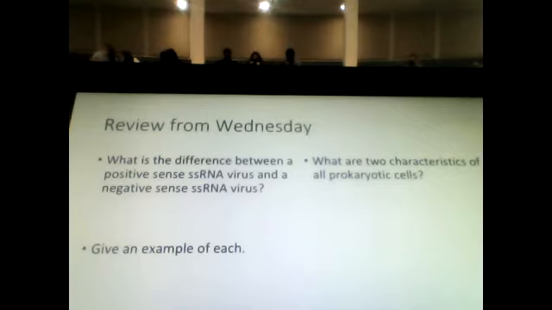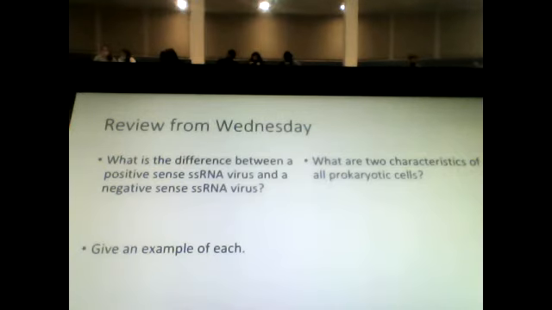How about a negative sense? What has to be done? So it brings its own enzymes to make a complementary mRNA. So it can't be directly translated, it has to make its own complementary mRNA to be translated.